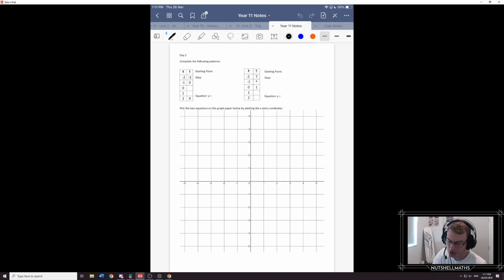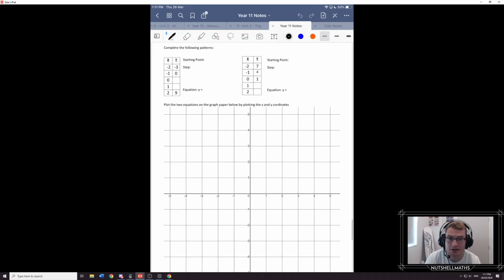So let's get into it. This should be a nice quick lesson, a little bit of recapping from yesterday. We're going to complete the following patterns. Can you see this okay? It's not too zoomed out. I can't make it much better, but I can if you really want it zoomed in more.